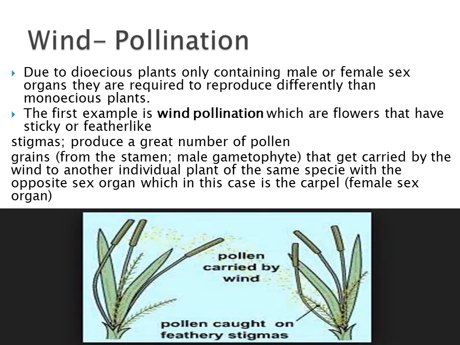The next topic we're going to talk about is wind pollination. Now, due to dioecious plants only containing male or female sex organs, they are required to reproduce differently than monoecious plants. The first example is wind pollination, which involves flowers that have sticky feather-like stigmas and produce a great number of pollen grains from the stamen, or in other words, the male gametophyte, that get carried by the wind to another individual plant of the same species with the opposite sex organ, which in this case is the carpel, the female sex organ. So in other words, these plants reproduce through wind carrying pollen to the sticky stigma of another plant.